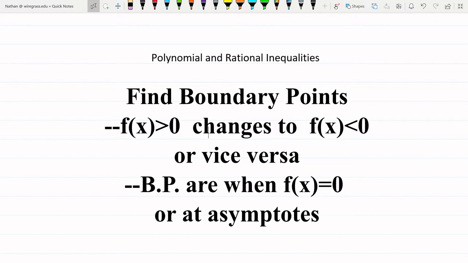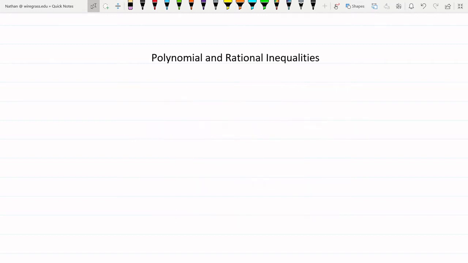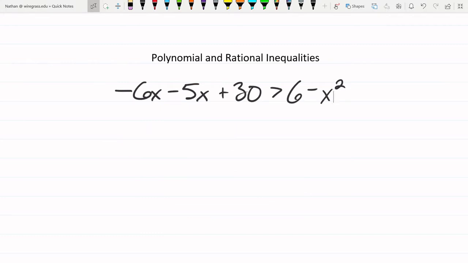So that's what we're going to do to solve these things. We're just going to try and find the zeros of them. And doing that, we'll be able to find the intervals that the function can potentially be, therefore finding the solution sets. So here's my first polynomial inequality.